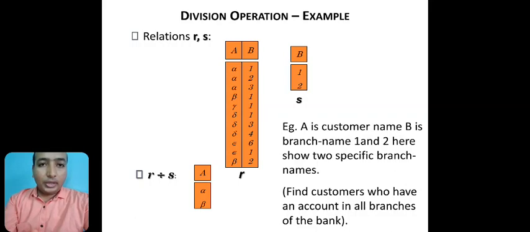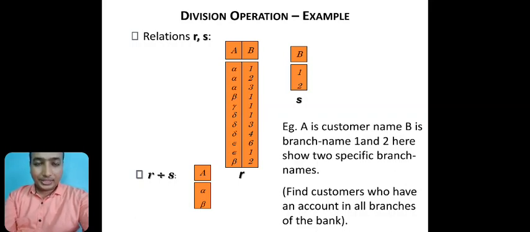Understood? Now in the relation S you have two values, 1 and 2. So now before performing the division operation on these relations R and S, let us understand the same R division S with a simple example of a customer table. For example, I'll give you a query.